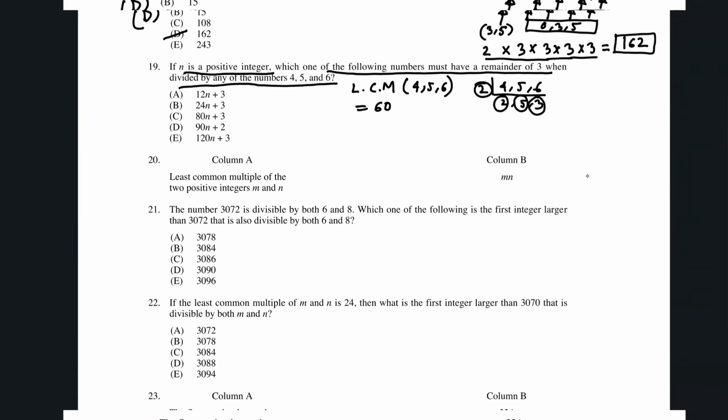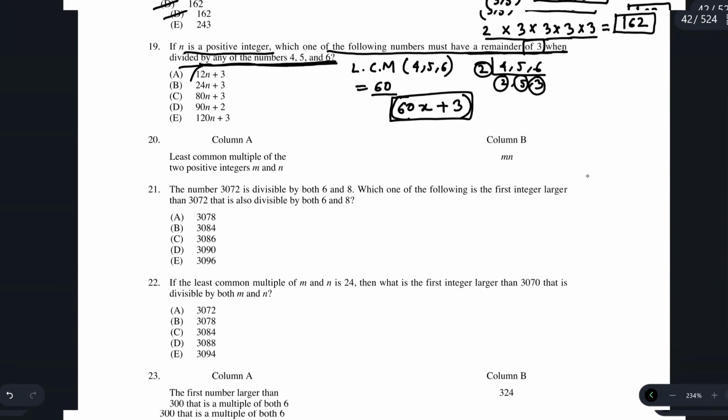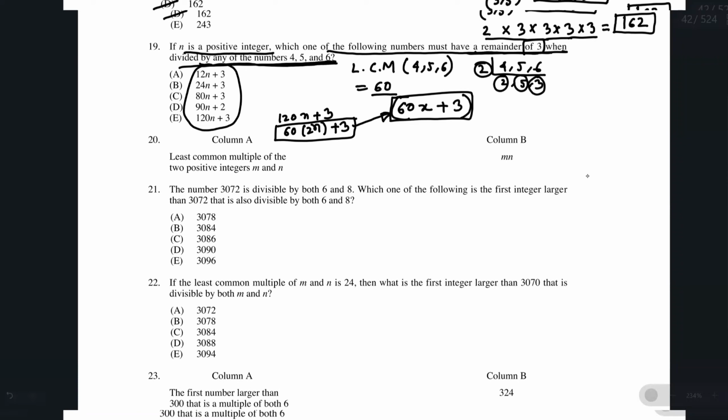So any number that should have a remainder of 3 when divided by any of 4, 5, or 6 should be a multiple of 60, like 60 times x, plus 3, since there should be a remainder of 3. So that number should take this form. Out of all 5 options, we see that the last option can be written as 60 times 2n plus 3. If we match this with our form, it matches perfectly if x is 2n. So any number that has a remainder of 3 when divided by any of 4, 5, 6 should take the form 60x plus 3, and out of all 5 options, only the last option, option E, has a similar form. So the answer for question 19 should be E.